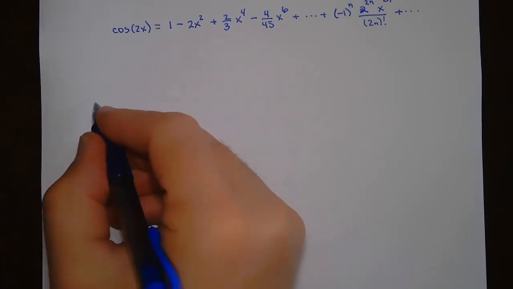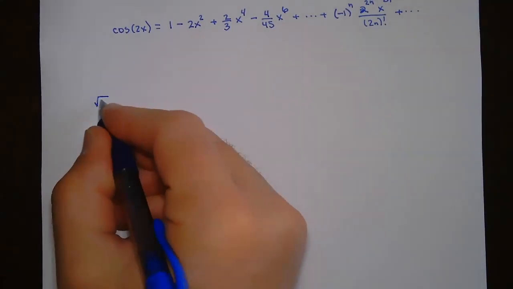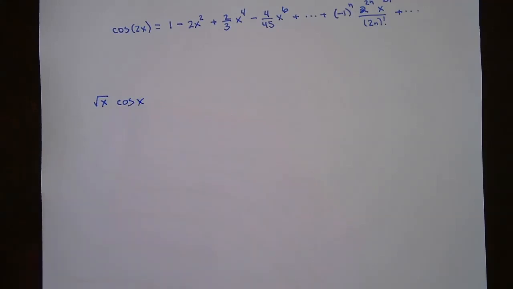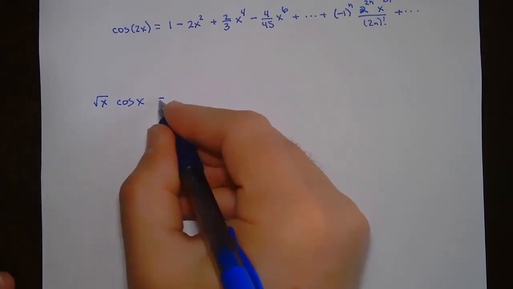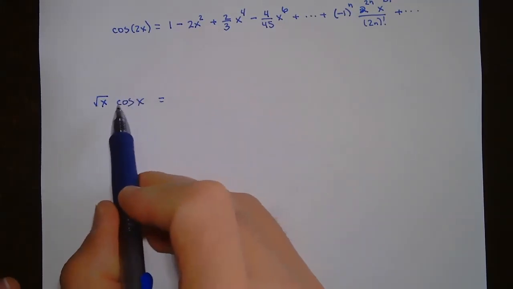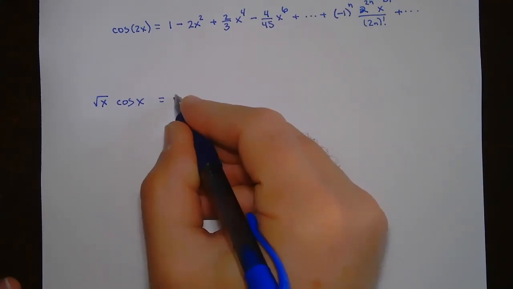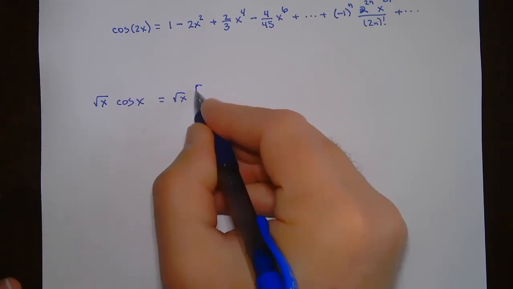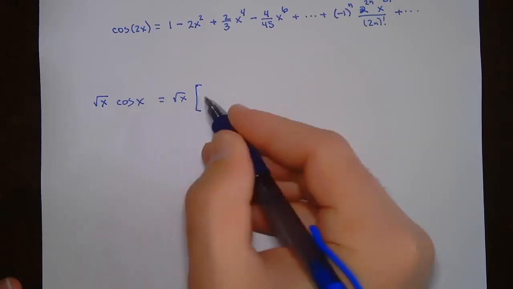So what would be something like this, the square root of x times cosine x? How would you come up with a Maclaurin series for this, okay? Well, we can do the square root of x times the series for cosine x, okay? So we're going to do it like this. The square root of x times, and instead of cosine x, we're going to put in the series.